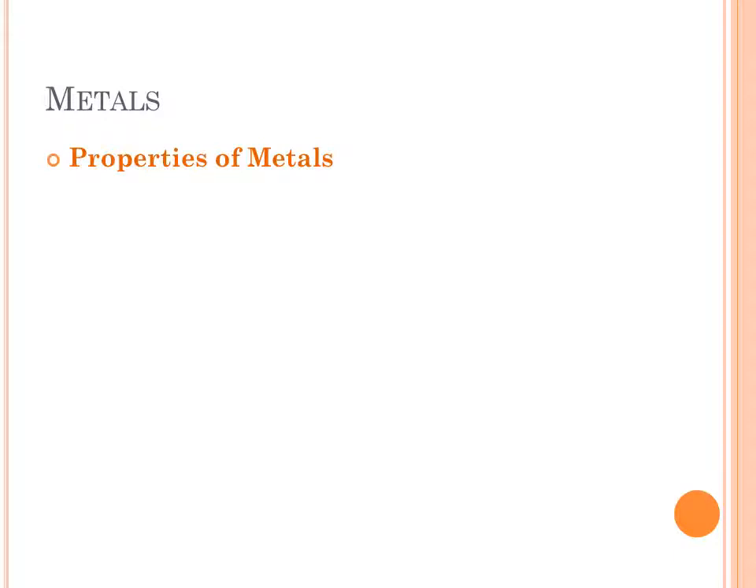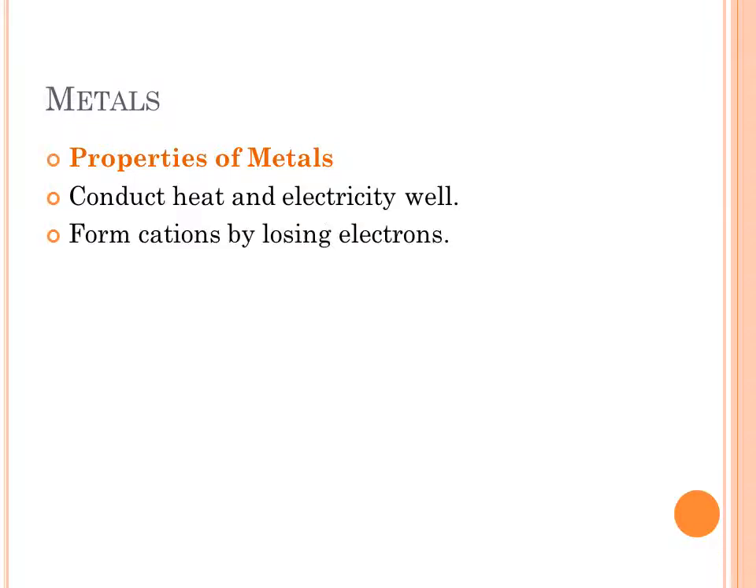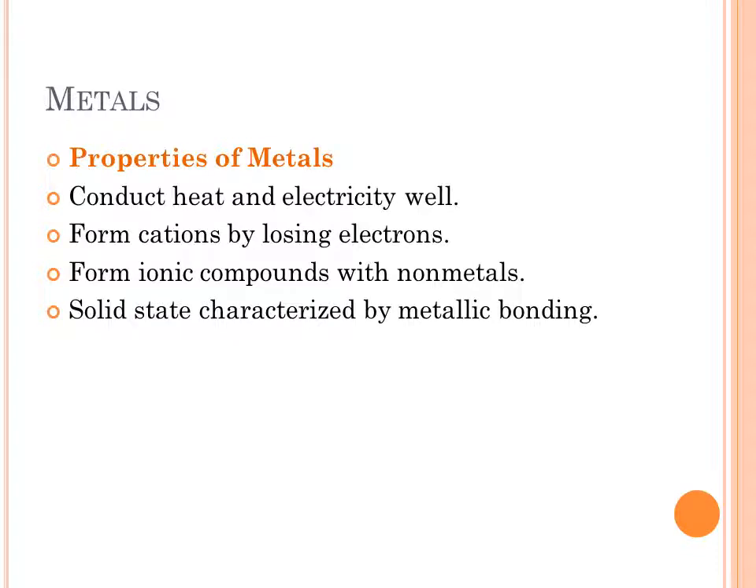So the left-hand side of the periodic chart contains metals. What are those properties of metals? They tend to conduct heat and electricity very well. They tend to form cations by losing electrons. They form ionic compounds with nonmetals. The solid state is characterized by metallic bonding, which we may talk about in a different video.